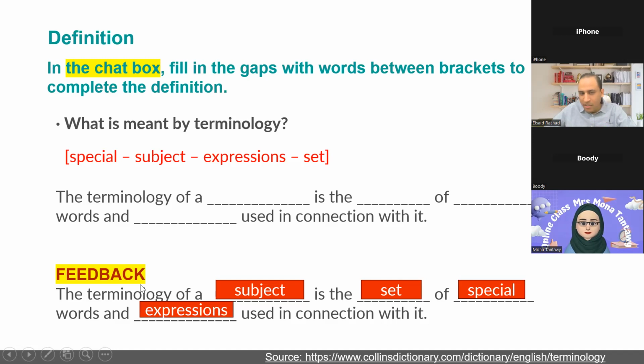So when we say ELT terminologies, we're talking about a special set of words and expressions used in English language teaching. If we say medical terminologies, we're talking about a specific set or a special set of words and expressions used in the medical field. All right. So this is the definition of terminologies, and this is the source, Collins Dictionary. You can just click it when you have the presentation. I will upload it in my Telegram channel.